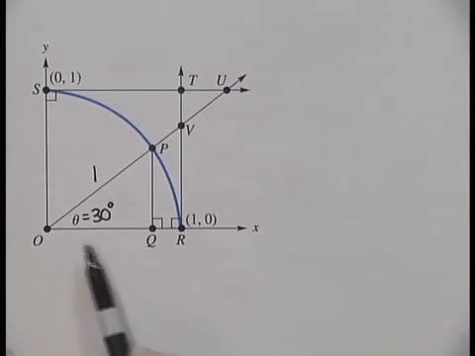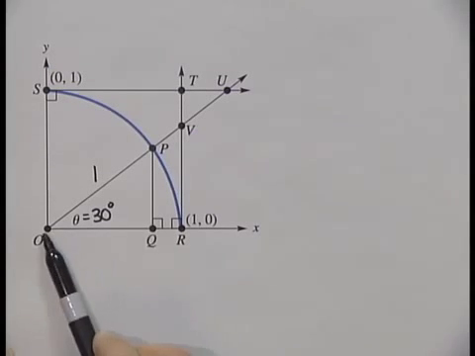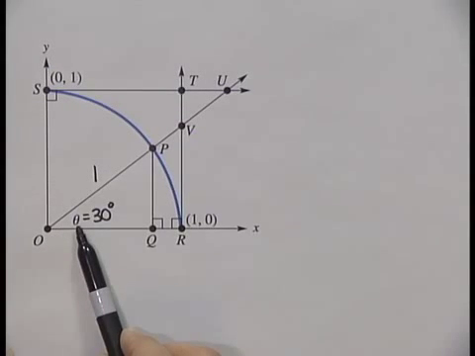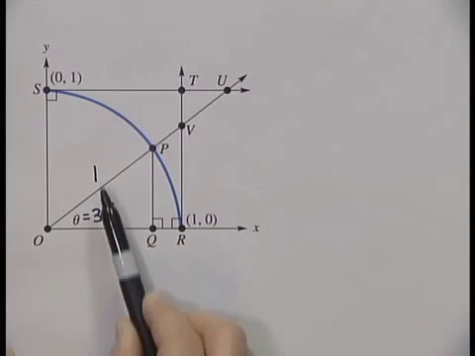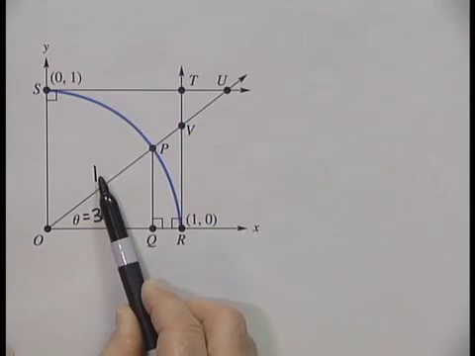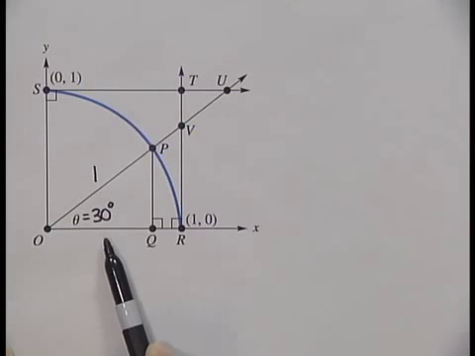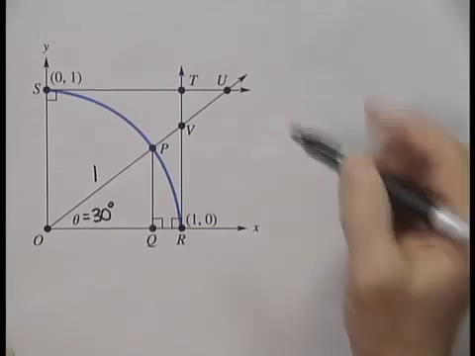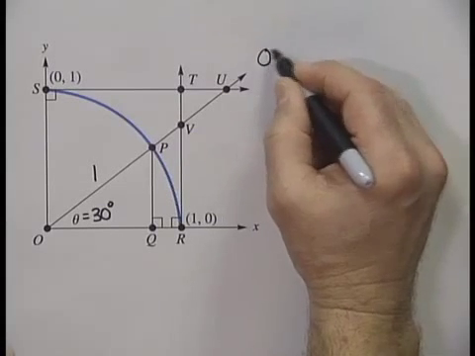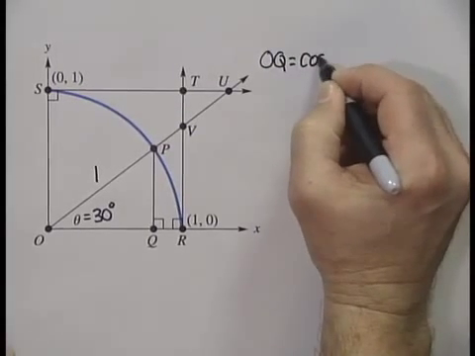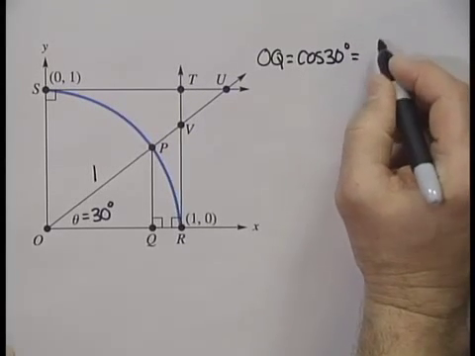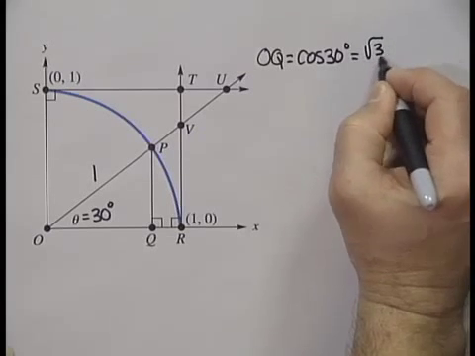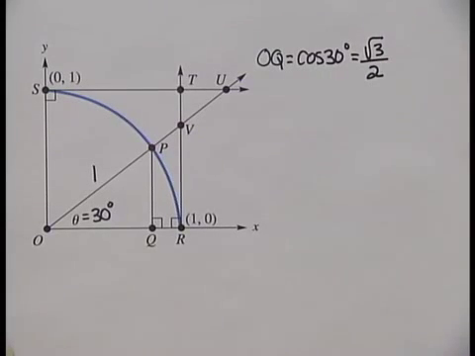Now what we can do is find the length of OQ, and OQ is the side adjacent to the 30-degree angle, and so we can use the fact that the cosine of 30 is equal to the side adjacent divided by the hypotenuse, which when you divide by 1 simply gives you the side OQ. So OQ is equal to the cosine of 30 degrees, which is one of the angles you memorize, square root of 3 divided by 2.